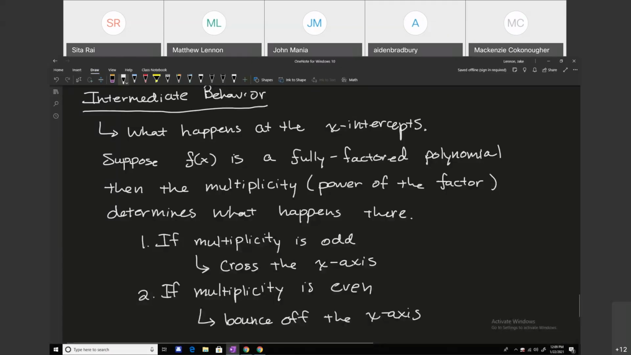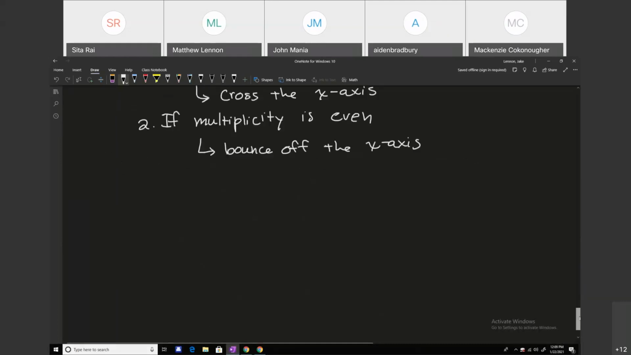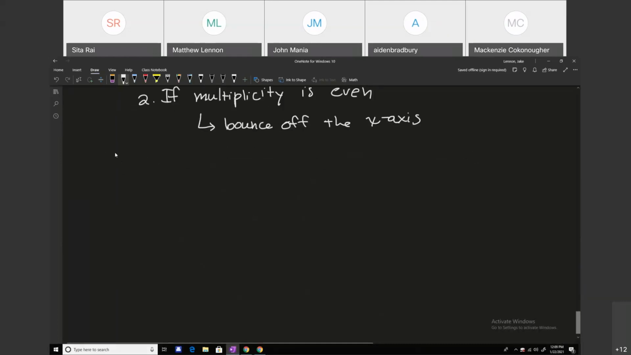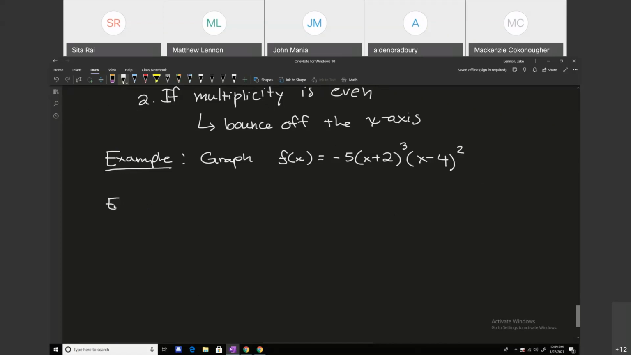Okay, so let's just try and do one example. Let's say graph f of x equals minus 5 times x plus 2 cubed times x minus 4 squared. Okay, so first let's do the end behavior.